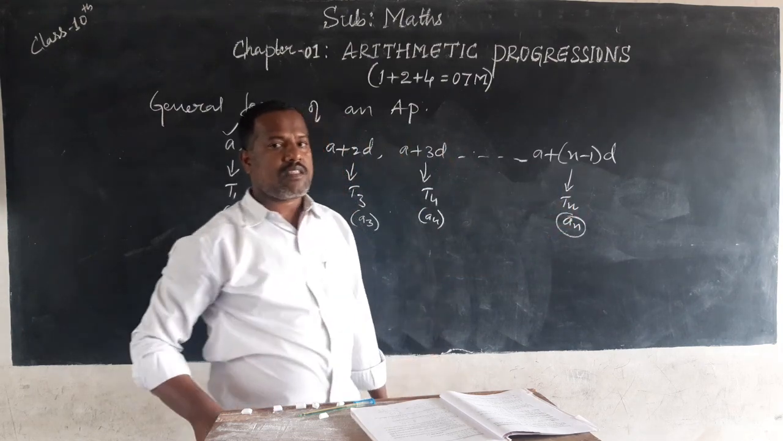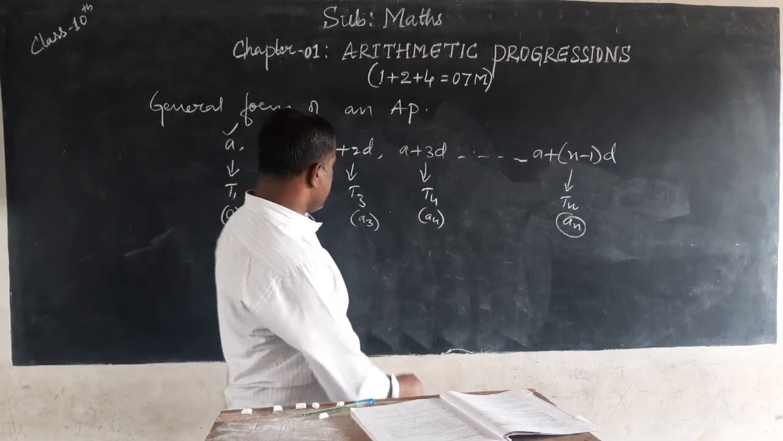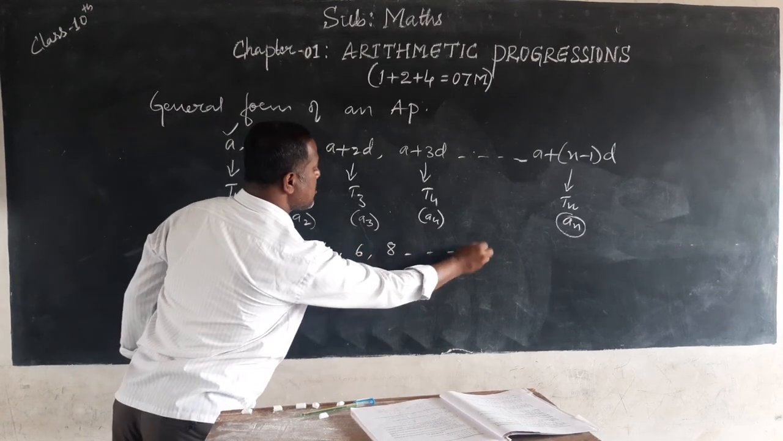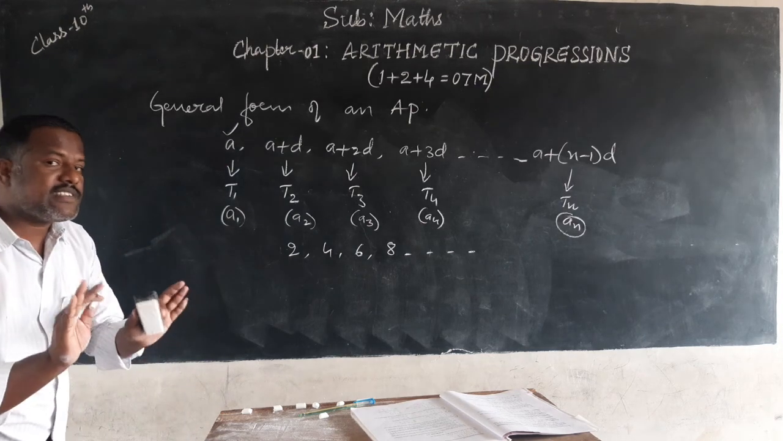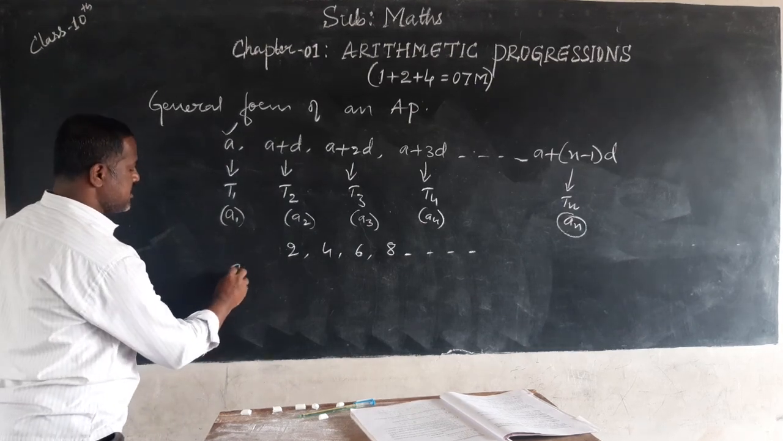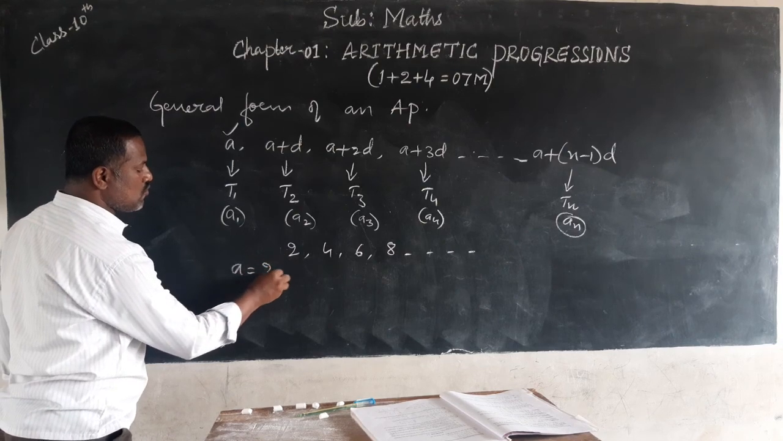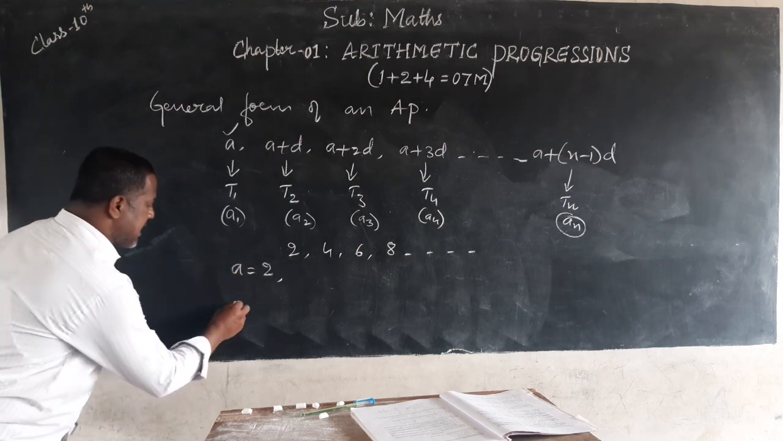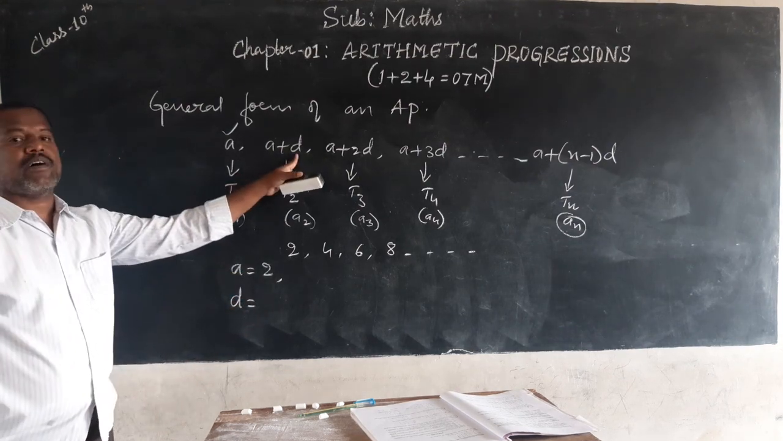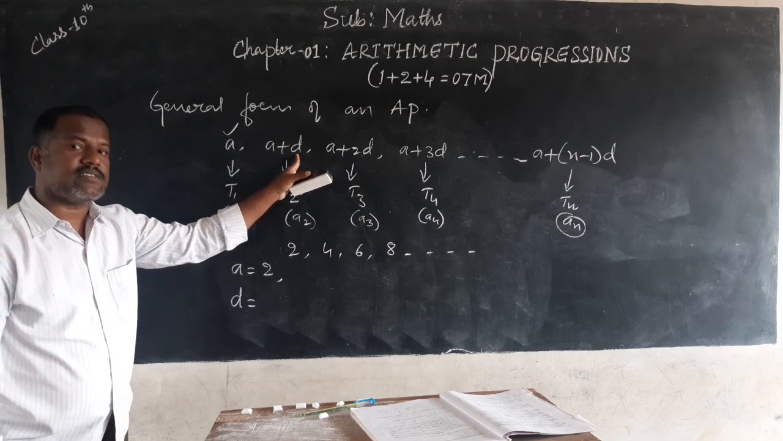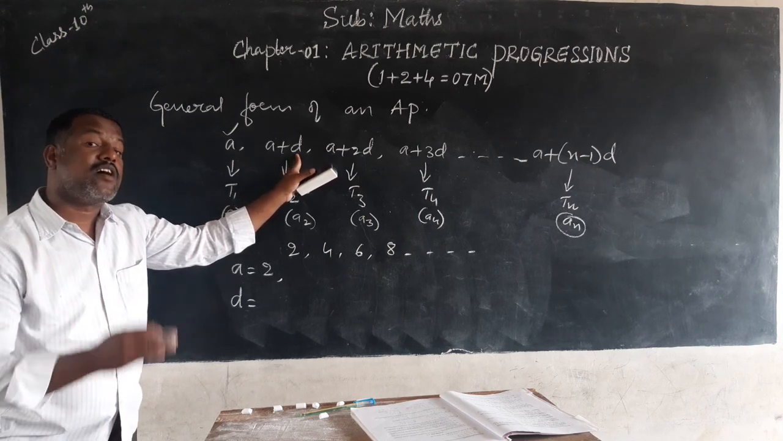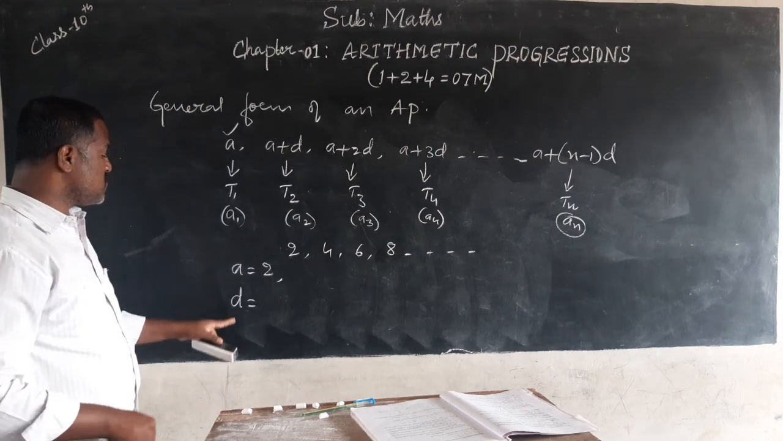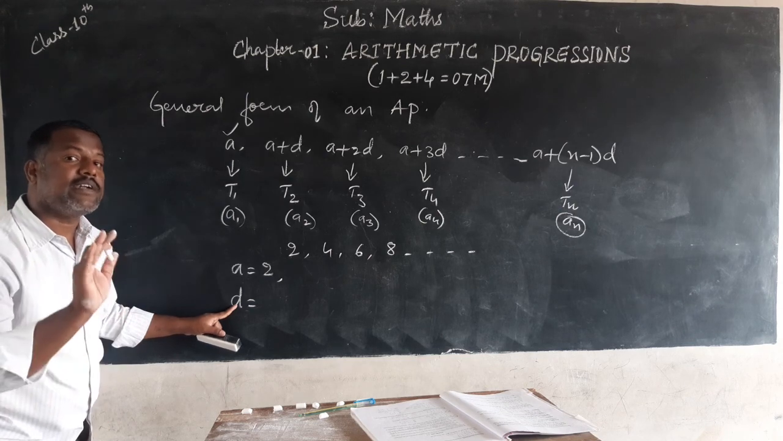Understand, children? Say for example, if I take one example, 2, 4, 6, 8, dot dot dot. In this one, which is the first term? Yes, a. The value of a is 2. 2 is the first term. Again, the d: here d stands for difference. What type of difference? Common difference. Small d stands for common difference.